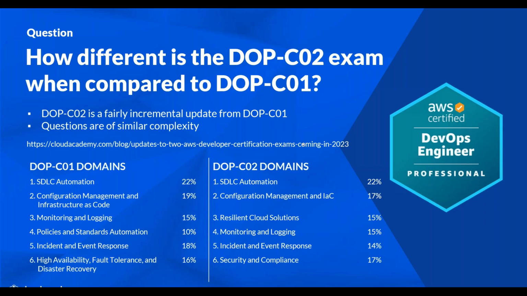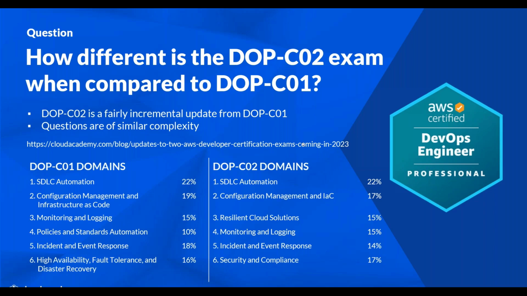Domain 6 from the first exam was just renamed from high availability, fault tolerance, and disaster recovery to resilient cloud solutions. Likewise, domain 4, policies and standards automation, was renamed to security and compliance. And you see that domain 5, incident and event response, was also unchanged, with the exception of, again, a small change to the percentage weighting.